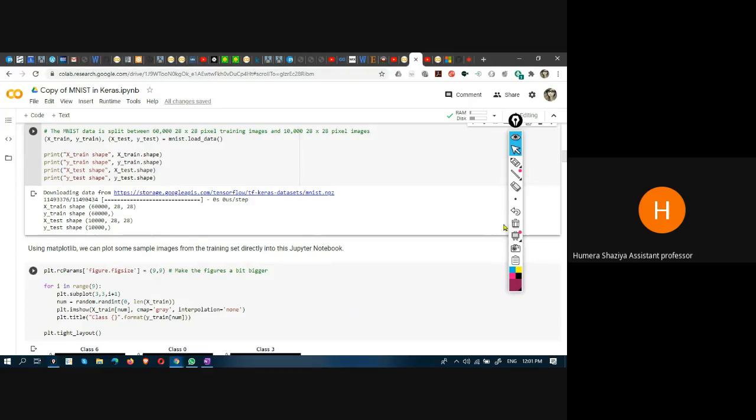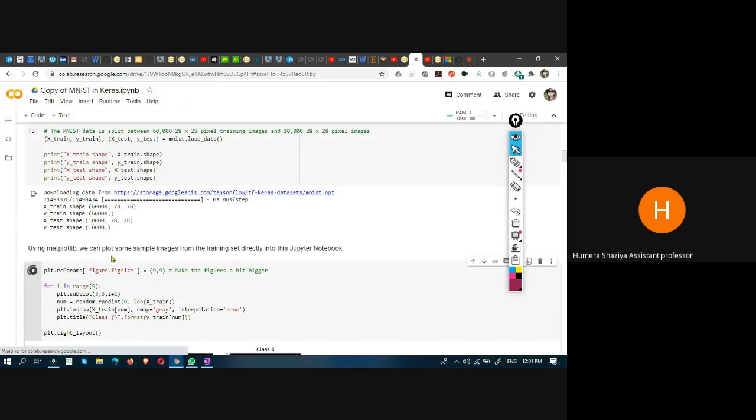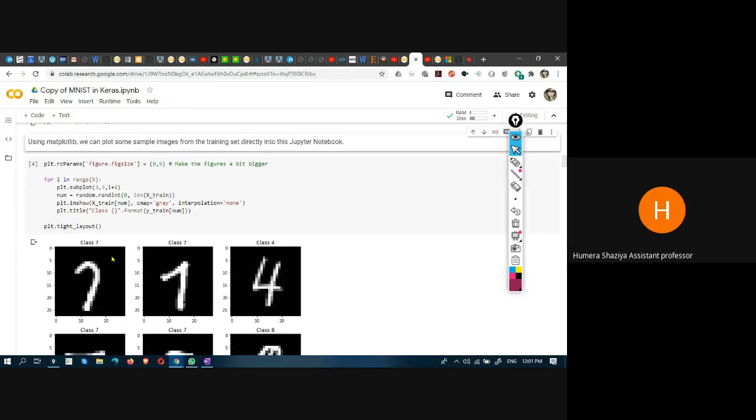Now let us plot. Look at here. This is class 7. Here it is printing class 7.